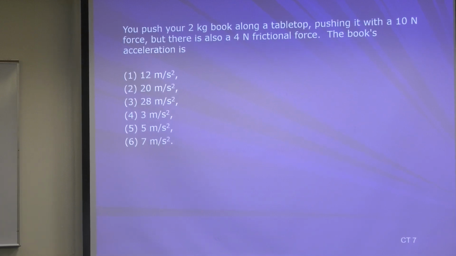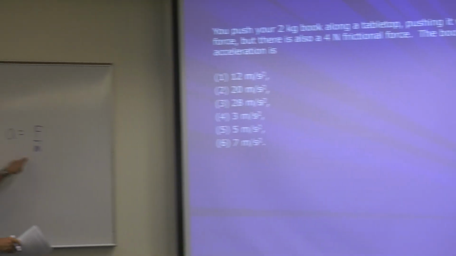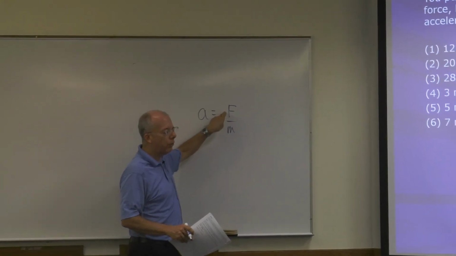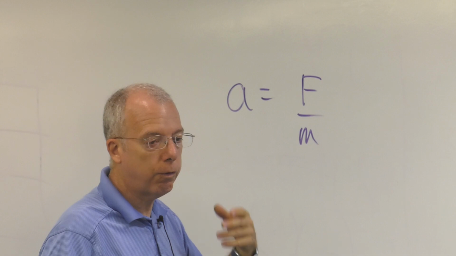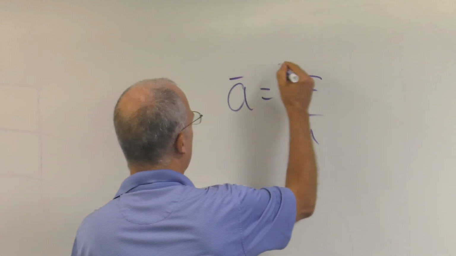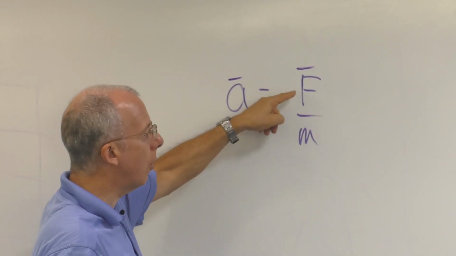Okay, we're back. All right, now remember, a equals F over m. And when we write F, we're just being lazy. It really means the total force. I guess we should put vectors, yeah? Okay, so the net or the total force.